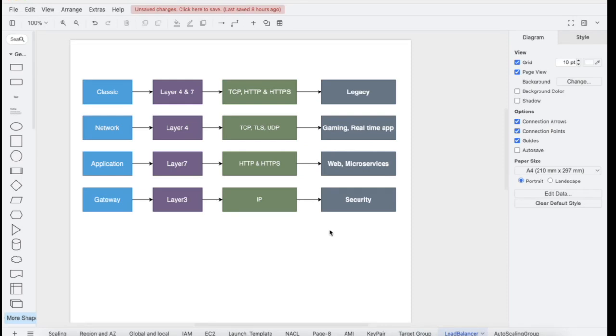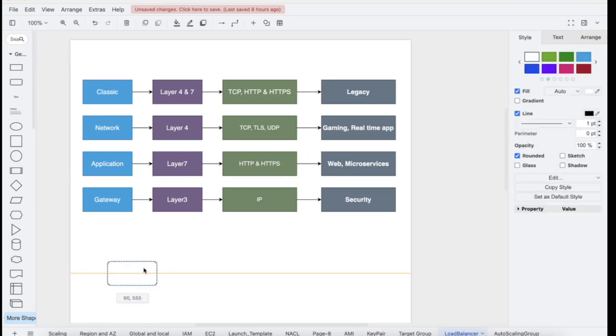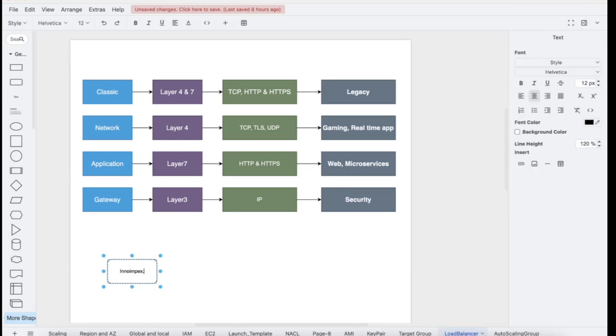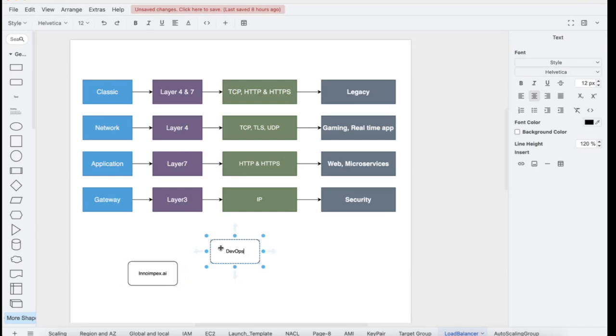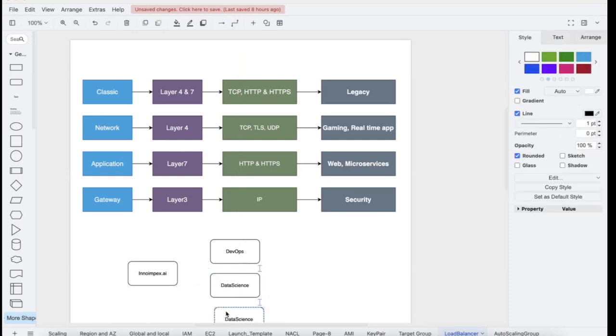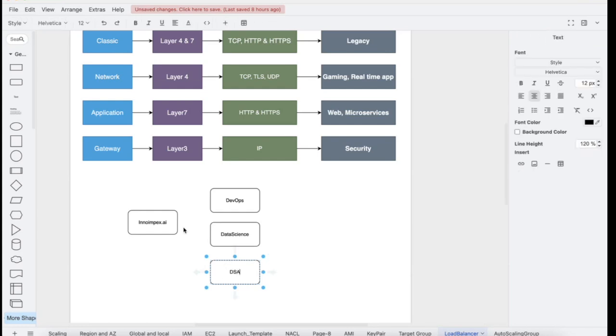Okay. Now, what is a load balancer? As the word says, it balances the load. Basically, you have one application. Let's take that application as Innoimpex.ai. Imagine it has three courses. It has a course called DevOps. It has a course called data science. And it has a course called DSA, data structures.